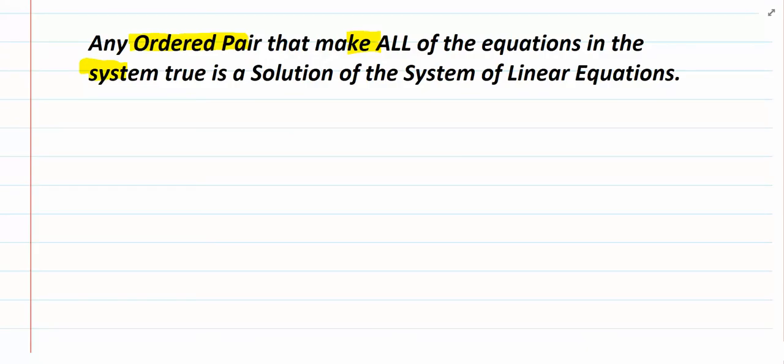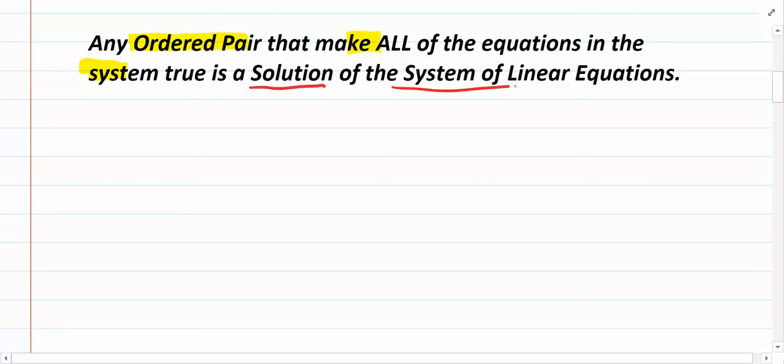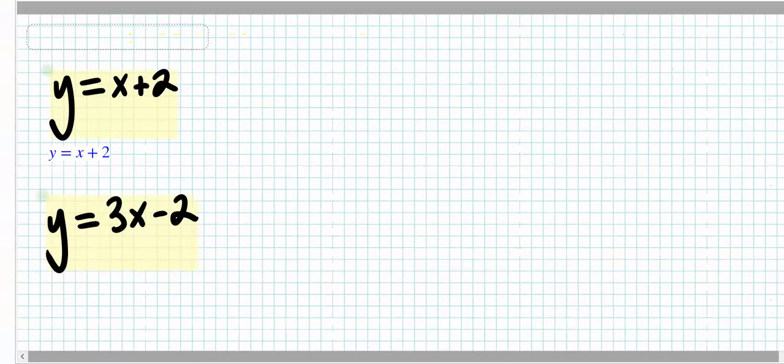The next part of the definition that I want to talk to you about is any ordered pair that makes all of the equations in the system true is what's known as a solution of the system of linear equations. So the idea here is to talk about what it means to be a solution to the system. So let me show you an example of this over in Fluid Math.